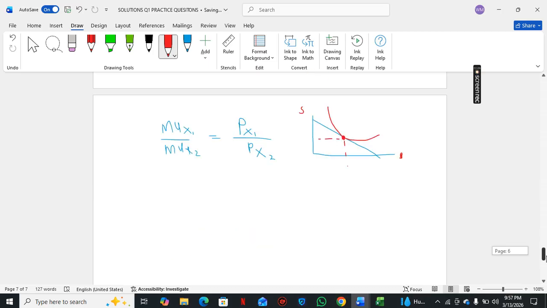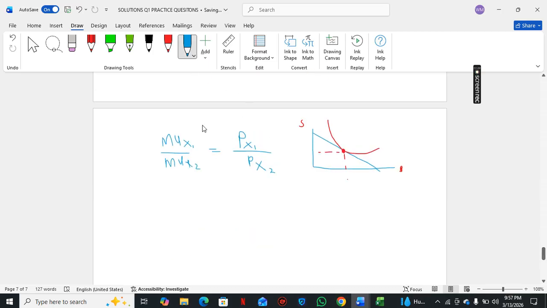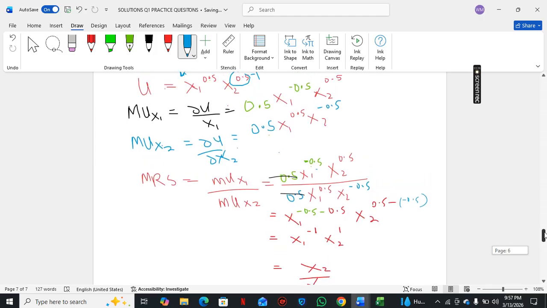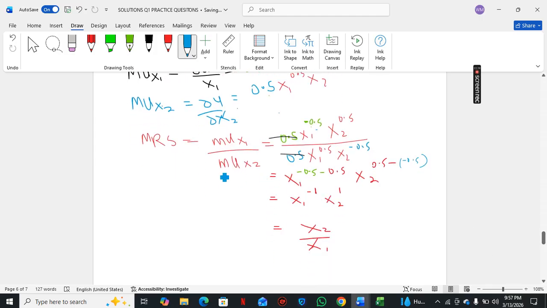So if you remember, colleagues, when we simplify it here, MUX1 is this X2 which we got here on top, and MUX2 is this X1 at the bottom. Okay, colleagues? Yes.